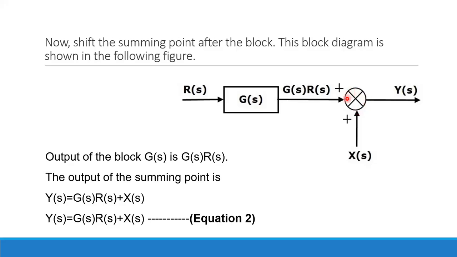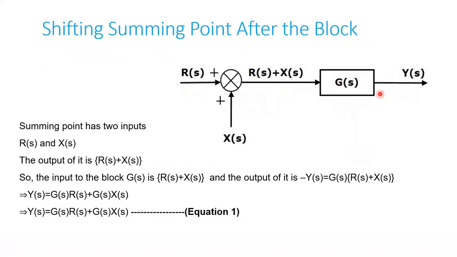Now we'll shift this summing point here. Okay, now let us again concentrate on the block. Now the input for the block is R of S, therefore its output is G of S multiplied by R of S. Now if you consider only this block in this figure, in the previous figure its output was Y of S and its value was G of S multiplied by R of S plus G of S multiplied by X of S.